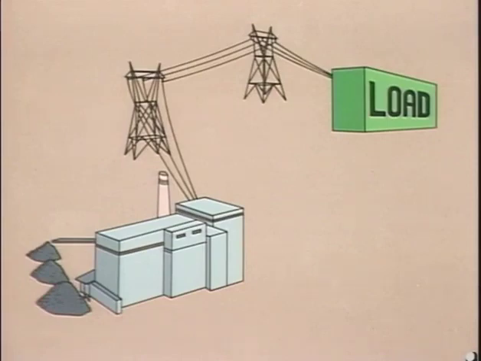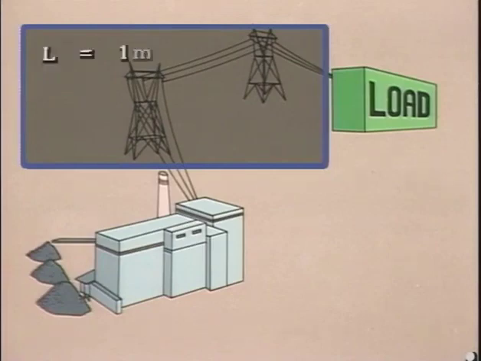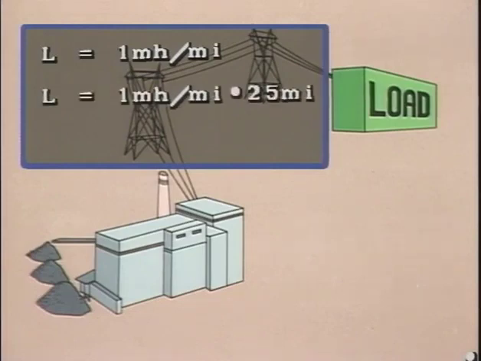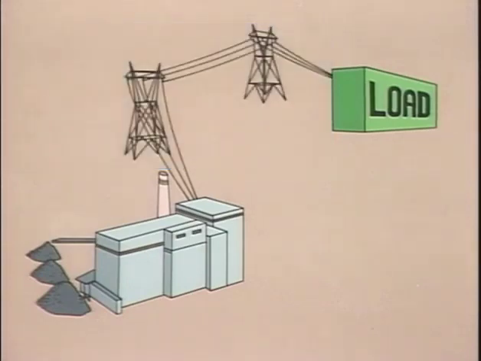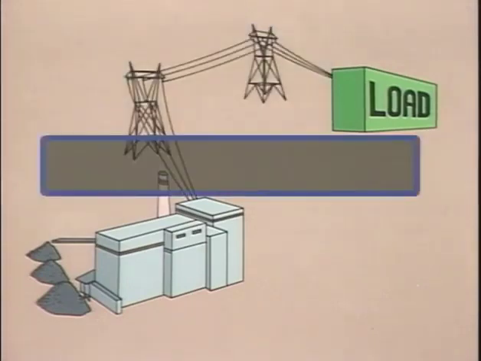The first thing to do is determine the inductance in the line. In this example, we'll assume that 1 millihenry of inductance is produced per mile of line. Since the transmission line is 25 miles long, the inductance for the phase is 25 millihenries. Now we can solve the equation for inductive reactance.